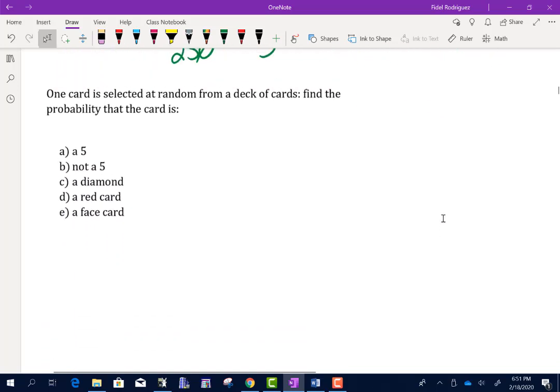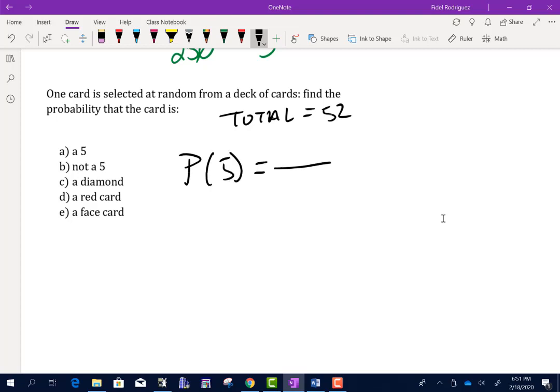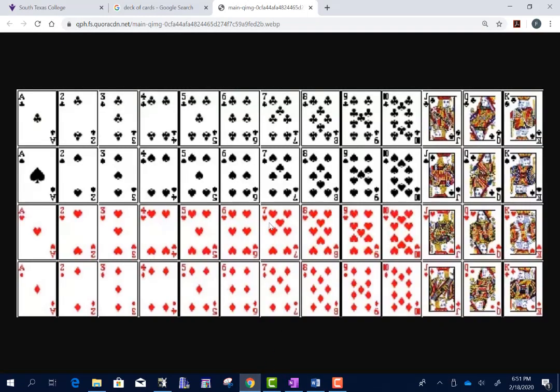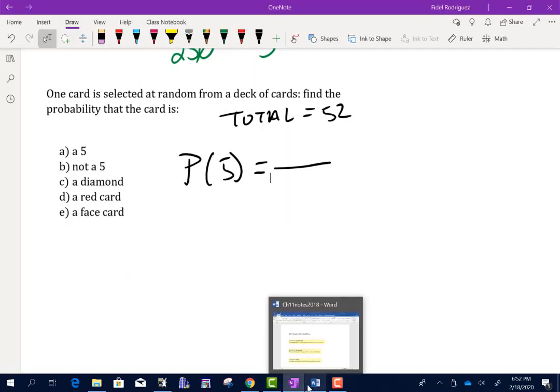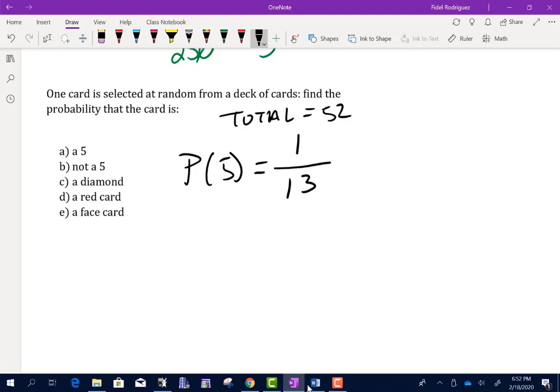All right. Let's do another one dealing with a deck of cards. So guys, remember the total number of cards is going to be 52, right? So the first part, what's the probability that we're going to get a 5? Again, if I come back over here, I have 4 5s, right? But guys, the easy way to do it is because we know we're going to end up having to reduce. We have 13 cards going across. How many of them are 5? One of them is. So 1 out of the 13. Okay, that's for part A.